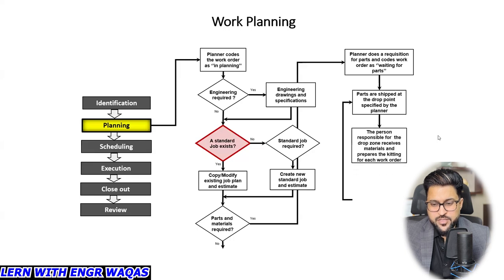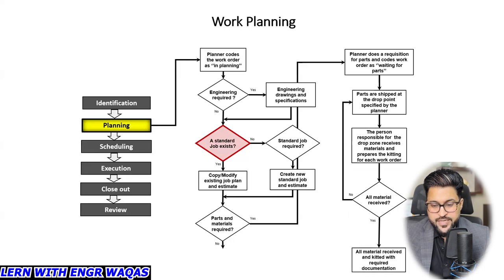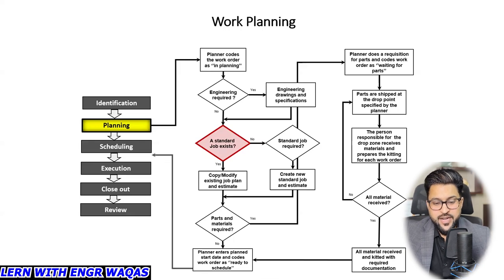Okay, and then the person responsible for the drop zone receives material and prepares the kitting for each work order. And then, all material received? It's a question mark. If no, again you are going to rework this process. Yes, there is a second possibility. And then all material received and kitted with required documentation, right? You are going to approve with the documentation and all that, with vendor and supplier generated invoices. Then it is going to meet up at another same point. The planner enters the planned start date and codes the work order as ready to schedule. And then this is going to go into detailed planning and scheduling.